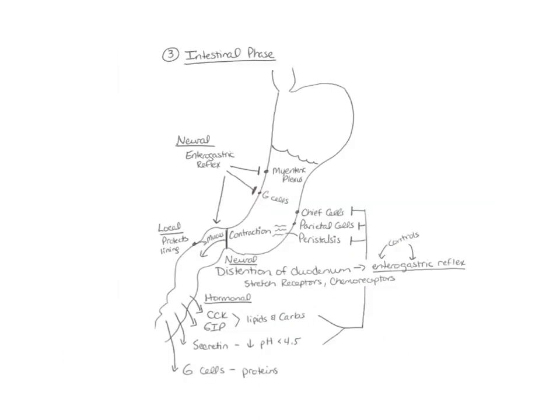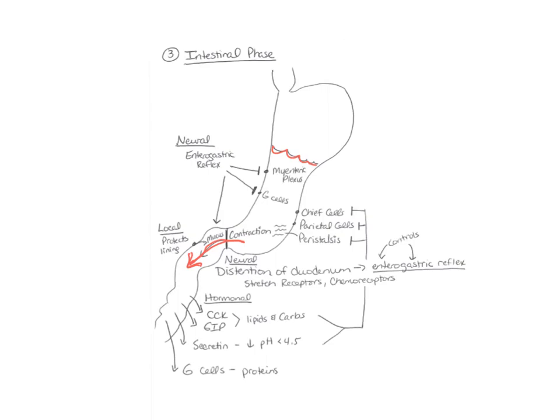The next phase is called the intestinal phase. The intestinal phase begins when chyme enters into the small intestine. So it's leaving the stomach, going into the small intestine. And this phase will control the emptying of the stomach into the duodenum. And it does this to ensure that the small intestine can work efficiently. It affects both the stomach and the small intestine. So here we see that the contents in the stomach are decreasing as the stomach is emptying into the small intestine.